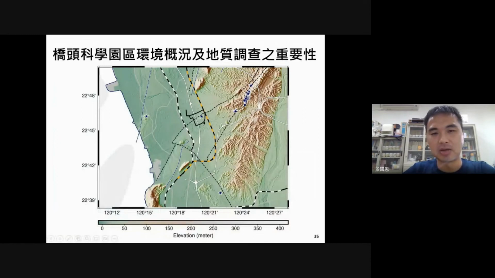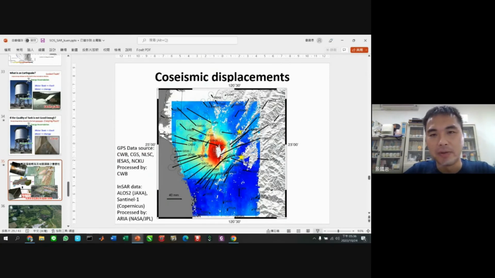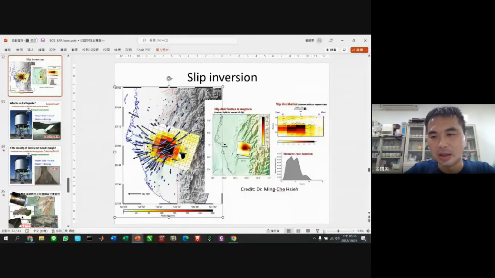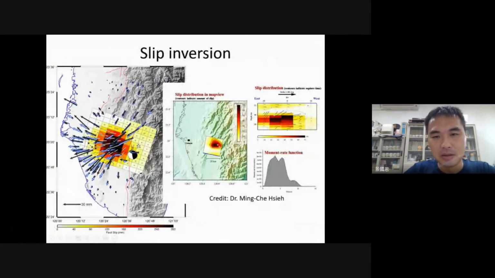Here is southwestern Taiwan once again, just south of the source area of the 2016 Meinong earthquake. So if we go back, okay, here. Could you see this hill? And this is the harbor. This is the Kaohsiung harbor, the largest harbor in Taiwan.